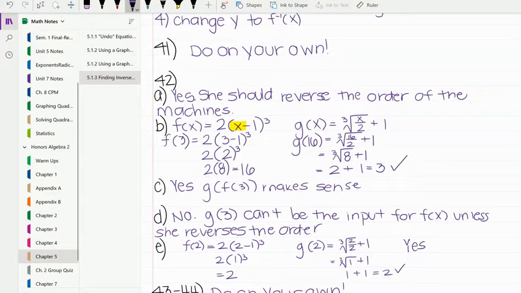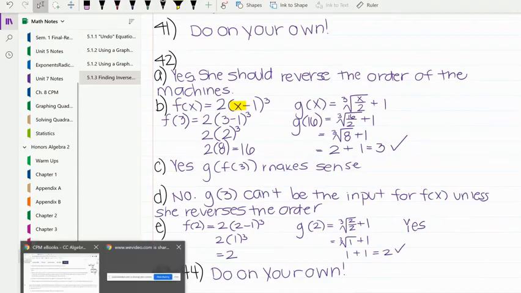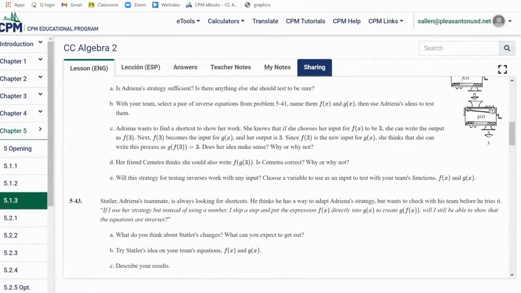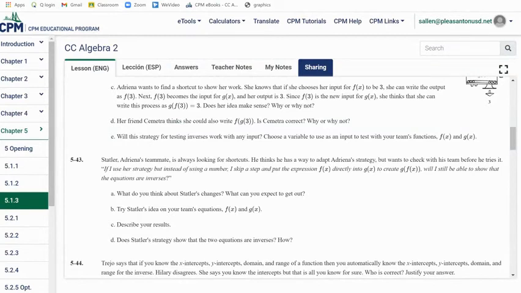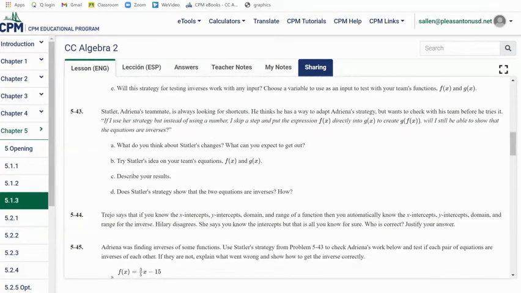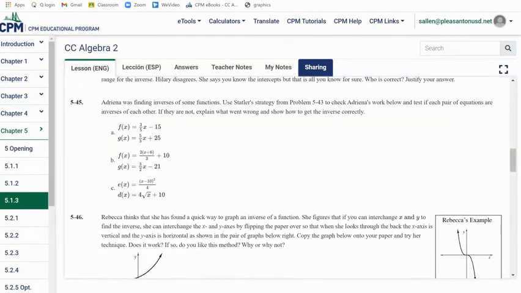We can keep testing numbers, or we could essentially put in a variable and try it that way. Okay, so 43 and 44, these ones you guys are going to do on your own. We're looking at a couple new strategies. We have Statler and Trejo, and they're going to tell you some more strategies. So go ahead and pause the video and work on 43 and 44, and then we're going to come back to 45. Okay, so at this point, you should have finished 43 and 44. And remember, you can always check your solutions to the classwork on my website to make sure that you are doing these properly. So let's go ahead and look at 45.